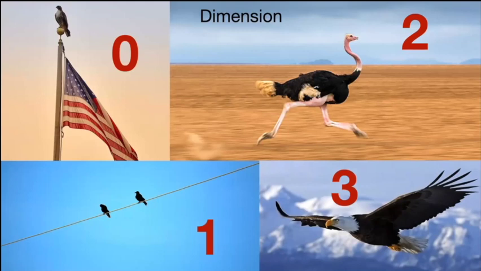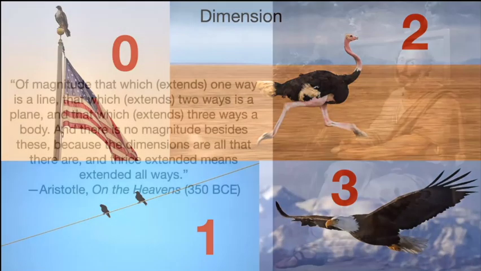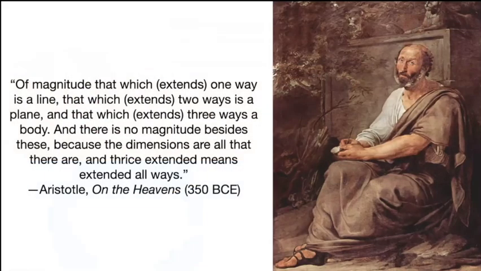And in fact, scholars have been thinking about dimensions for many, many years. We could go back as far as Aristotle. He wrote, "Of magnitude, that which extends one way is a line, that which extends two ways is a plane, and that which extends three ways is a body. And there are no magnitudes besides these because the dimensions are all there are. And thrice extended means extended always."